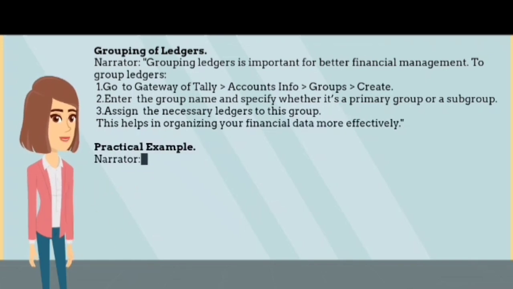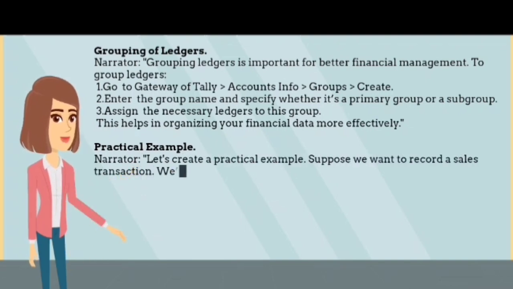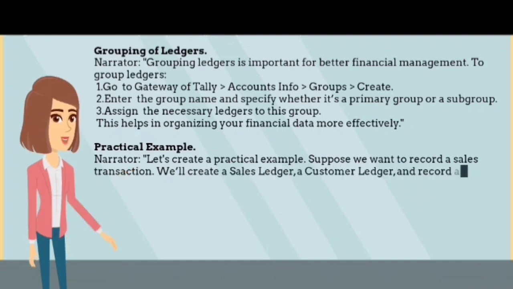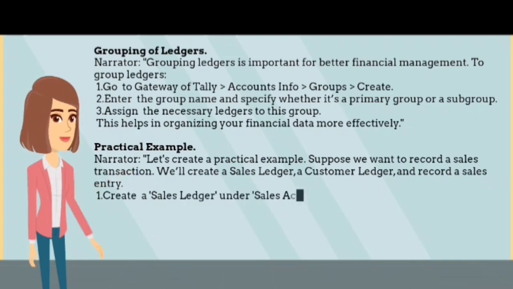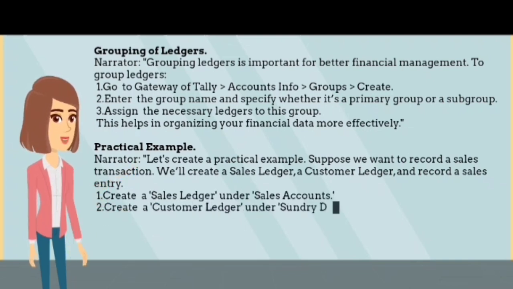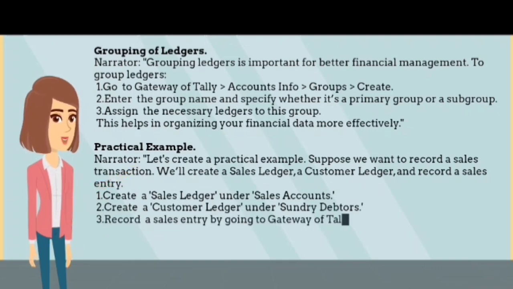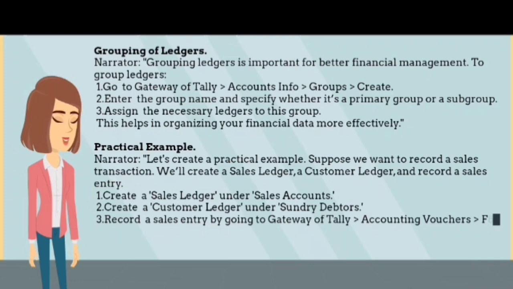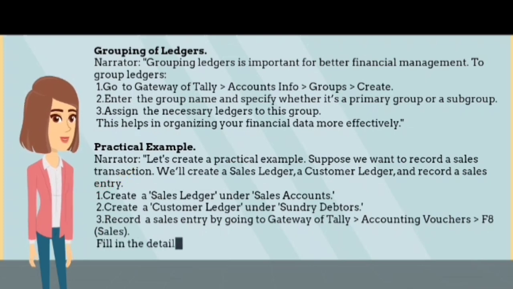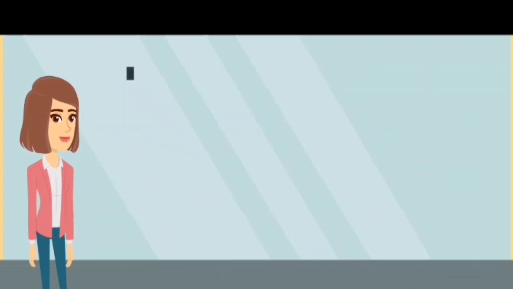Practical example. Let's create a practical example. Suppose we want to record a sales transaction. We'll create a sales ledger, a customer ledger, and record a sales entry. 1. Create a sales ledger under Sales Accounts. 2. Create a customer ledger under Sundry Debtors. 3. Record a sales entry by going to Gateway of Tally, Accounting Vouchers, F8, Sales. Fill in the details and save the entry.